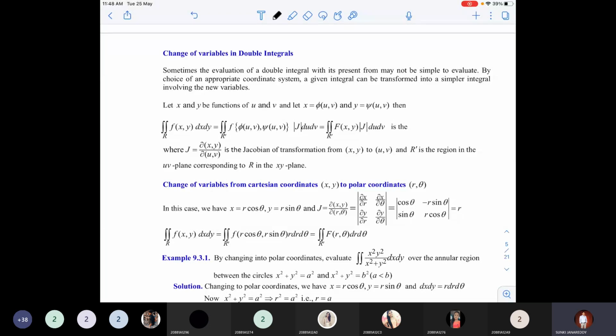Okay? Here all of you listen to me carefully. Sometimes the evaluation of double integrals with respect to the given variables may not be simple to evaluate, so by choice of the appropriate coordinate system, the given integral can be transformed into a simpler integral involving the new variables.